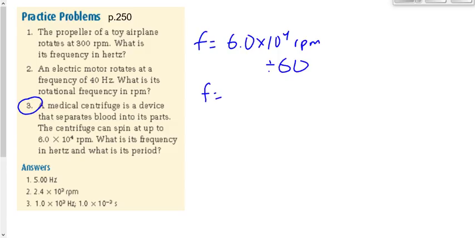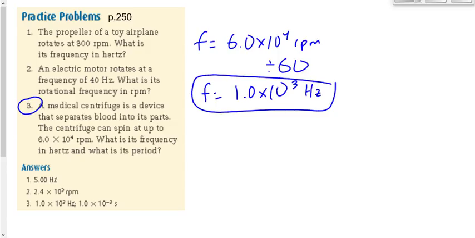So let's figure that out now. 6.0 times 10 to the 4 divided by 60 is going to give me, I believe, 1.00 times 10 to the 3. Is that right? Oh, yeah. The answer's right there in front of me. 1.0 times 10 to the 3 revolutions per second, or hertz. There's my first answer. Now, what's the period of this? The time for one revolution. You can imagine if it makes 1,000 revolutions in a second, the time for one revolution is going to be very small. How are we going to find that out?